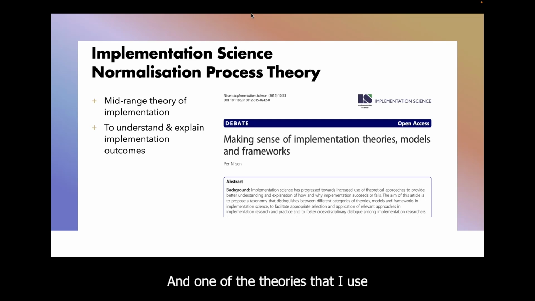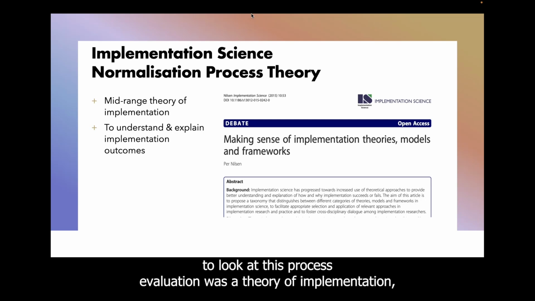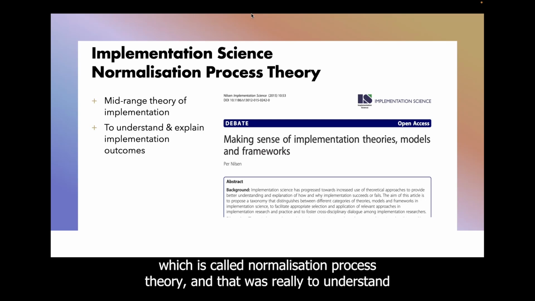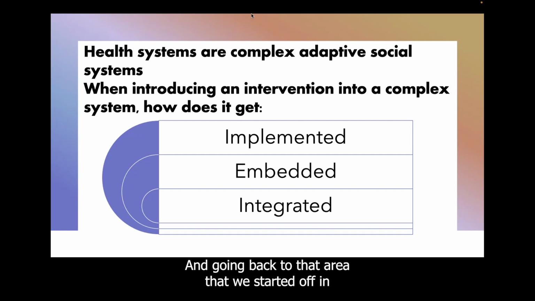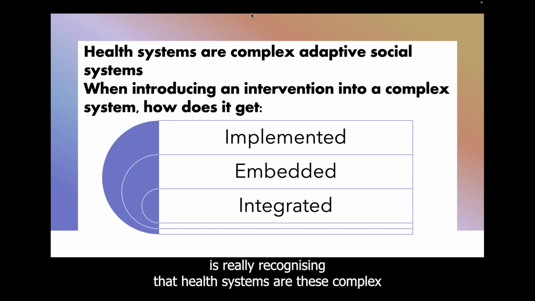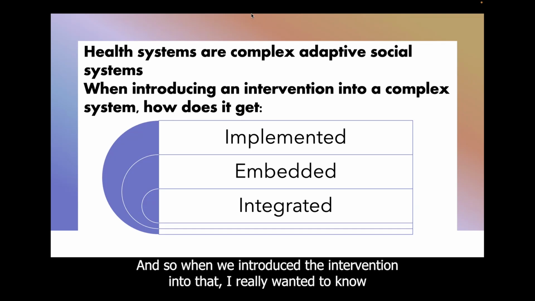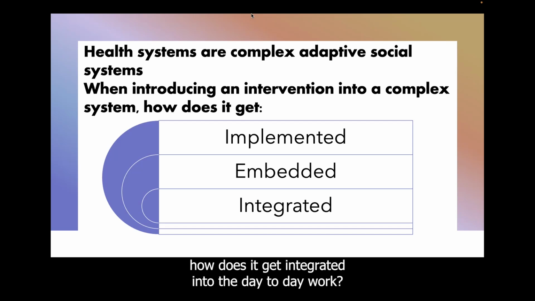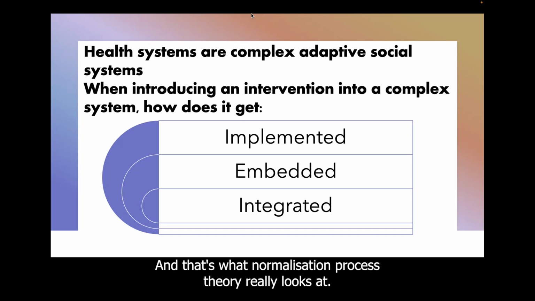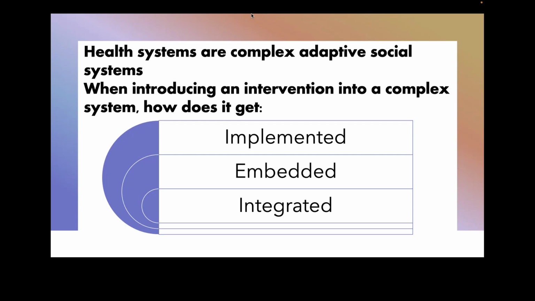And one of the theories that I used to look at this process evaluation was a theory of implementation, which is called normalization process theory. And that was really to understand and explain how the complex intervention came to be implemented. And going back to that area that we started off in, is really recognizing that health systems are these complex and adaptive social systems. And so when we introduced the intervention into that, I really wanted to know, how does it get implemented? How does it get embedded in that health system? And then eventually, how does it get integrated into the day-to-day work? And that's what normalization process theory really looks at.